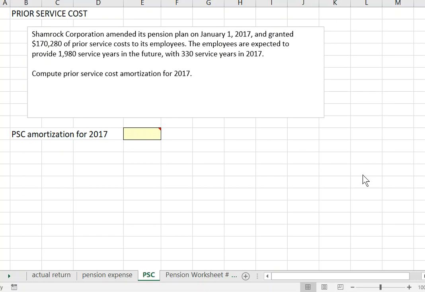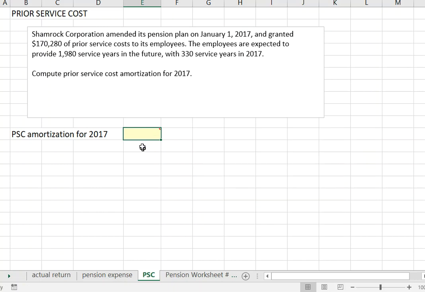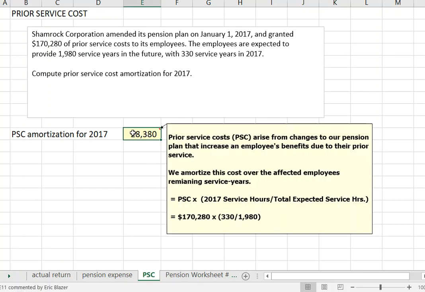And we're asked to compute the prior service cost amortization for 2017. We amortize that prior service cost, in this case the $170,280, over our expected future service years. So we take the $170,280, multiply it by the fraction of the service that's provided in the current year, and that fraction is 330 over 1,980, for a total of $28,380.